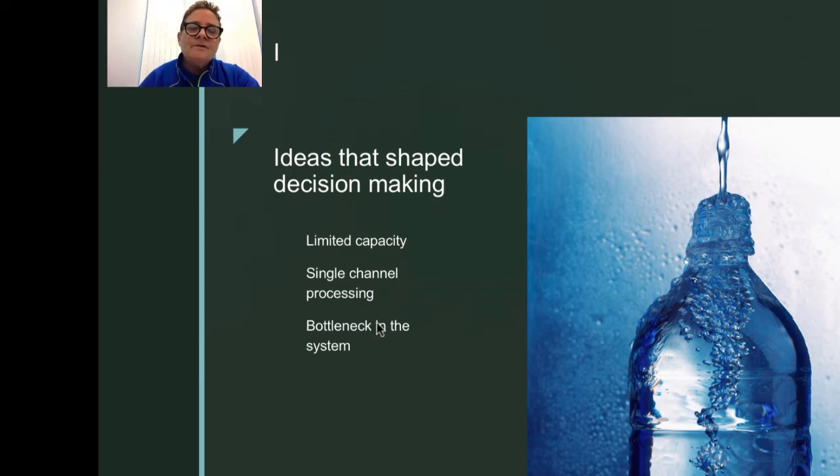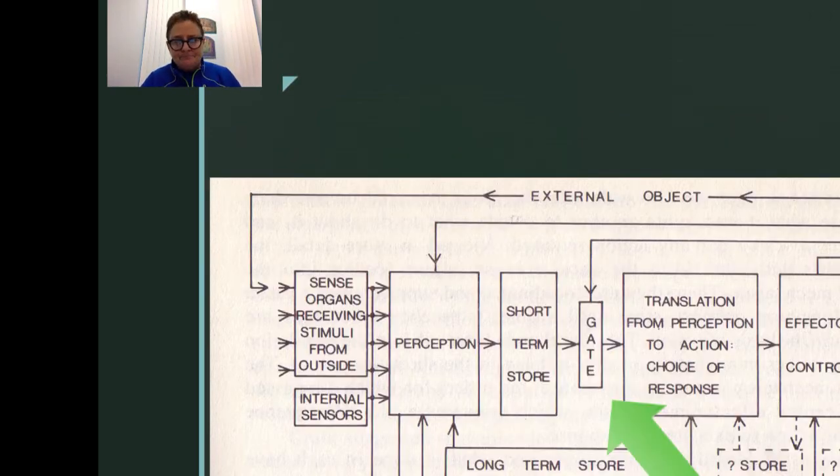And therefore, the idea of the bottleneck in the system is that once there's too much water or too much information in the system, the information actually flows out of the system rather than getting into the information processing system. So we have to be aware of how much information, or in this case, water, is being presented because we want the water to get in the bottle rather than flowing outside of the bottle.